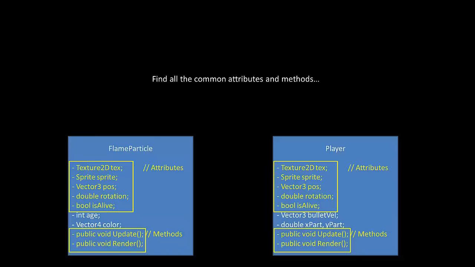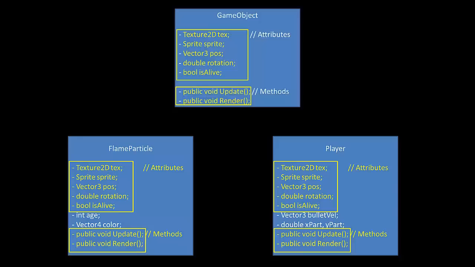So here's the big picture idea. The first thing that we need to do is to identify all of the common elements across the classes that we have. In this case, you can see that Flame Particle and Player have 5 of the same attributes, and they also have 2 of the same methods. Because that's the case, we can create a new class, in this case it's called GameObject, and put that common code inside. Now realize that it doesn't have to be called GameObject, you can call it anything you want, but I'm going to be setting up code examples that have a generic GameObject class in them.